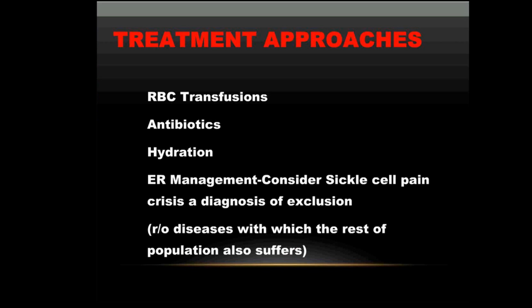We need to do pap smears, colonoscopy, prostate exams, and immunizations, and of course pain management. And again, that question of medical home, we don't want to be missing these things because we get just tied up in managing the crises of sickle cell disease. Some of the other treatment approaches are to do red blood cell transfusions, the antibiotics, hydration. We need to look at ER management and look at sickle cell pain crisis as a diagnosis of exclusion.